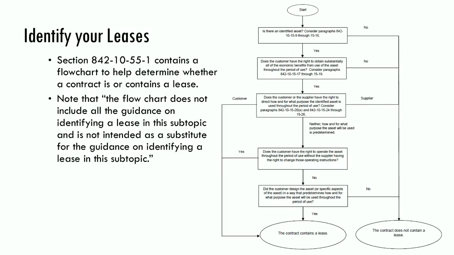Again, it's either yes or no. If it's yes, then you do have a lease. If not, then you don't, or you keep going down. Does the customer design the asset in a way that predetermines how or for what purpose the asset will be used? If not, you don't have a lease. If yes, you do. So a very simple flow chart. You can walk through, read the relevant sections, and determine, does my contract contain a lease or not?